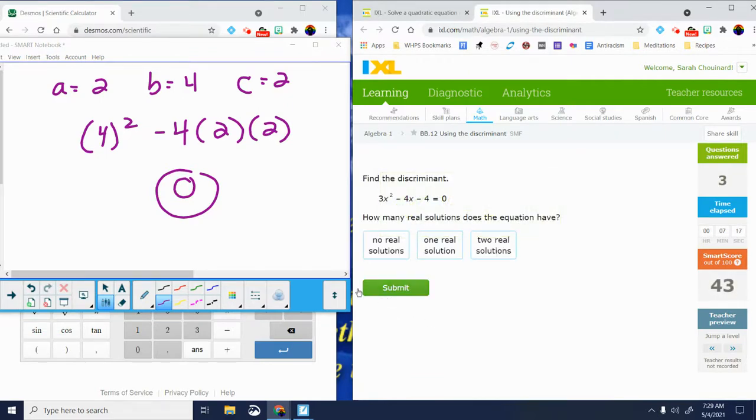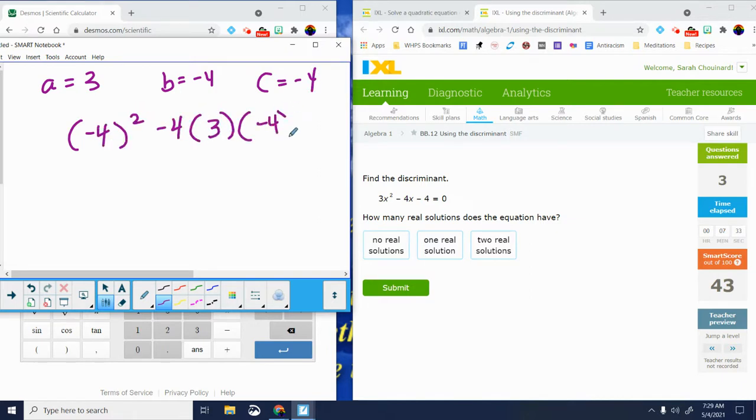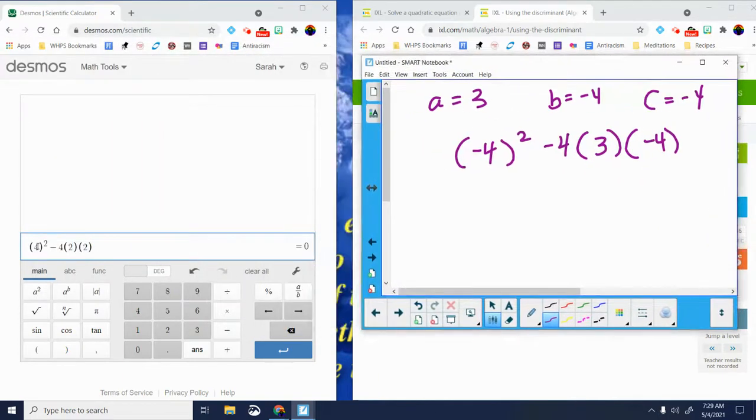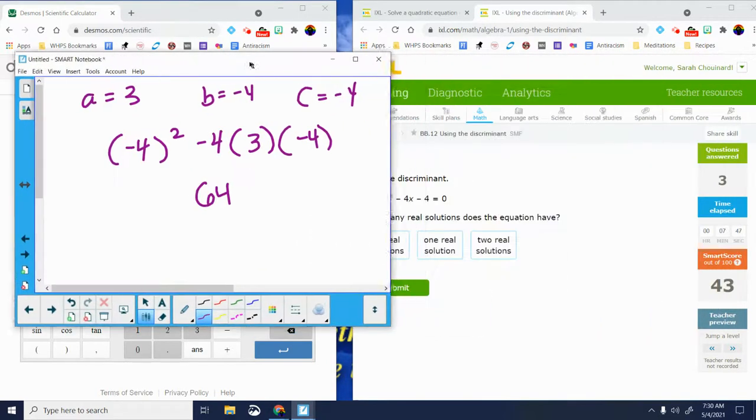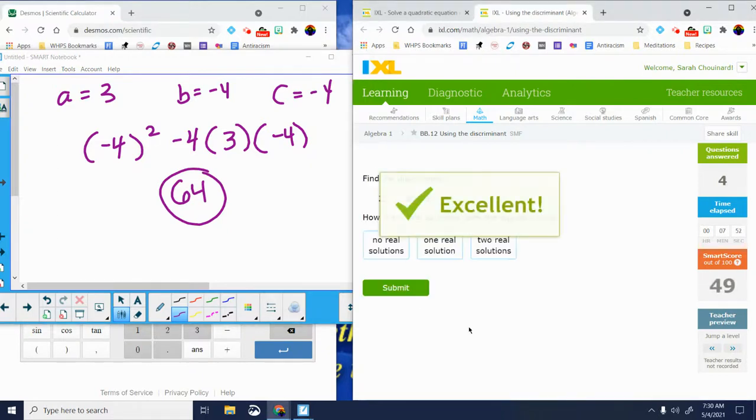So how many solutions will this equation have? A is 3, B is negative 4, C is negative 4. So if I do B squared minus 4 times A times C, let's see what we get. Negative 4 squared minus 4 times 3 times negative 4 gives me 64. And so that tells me, since it's a positive number, that there will be two real solutions. So that's the quadratic formula and the discriminant.